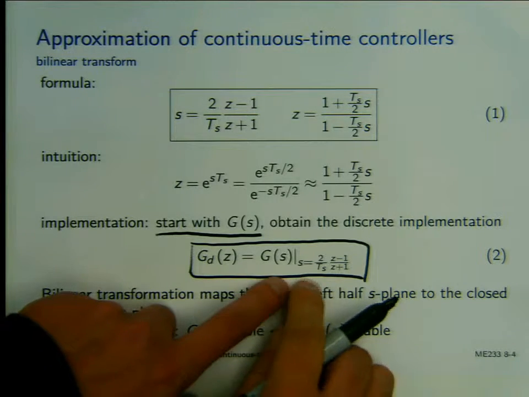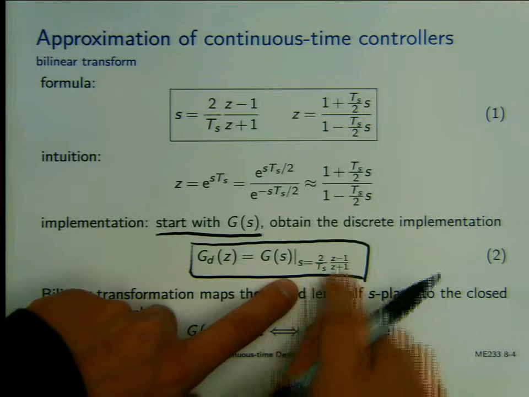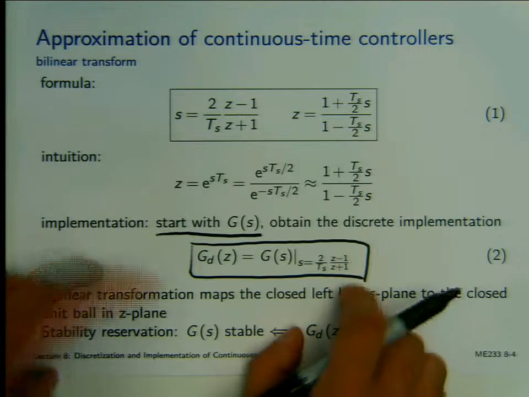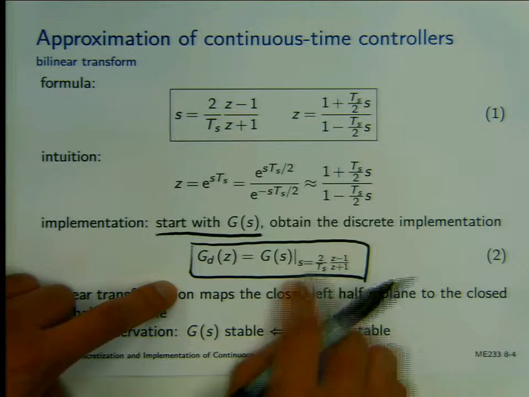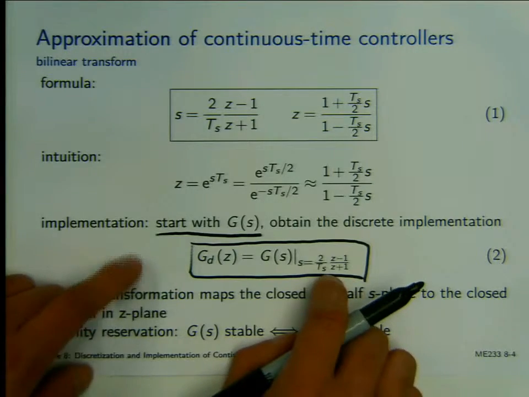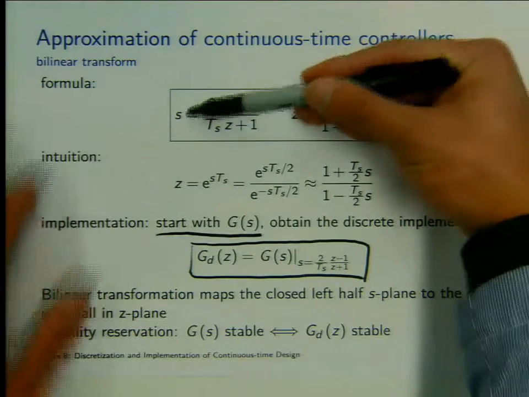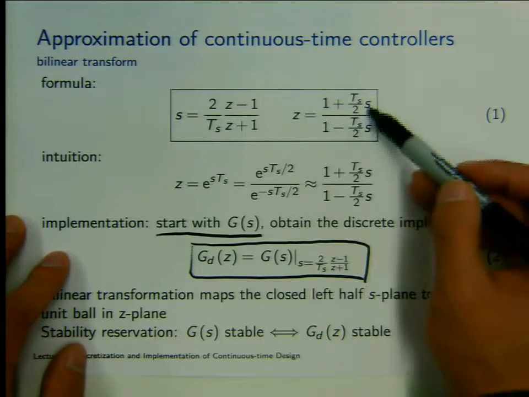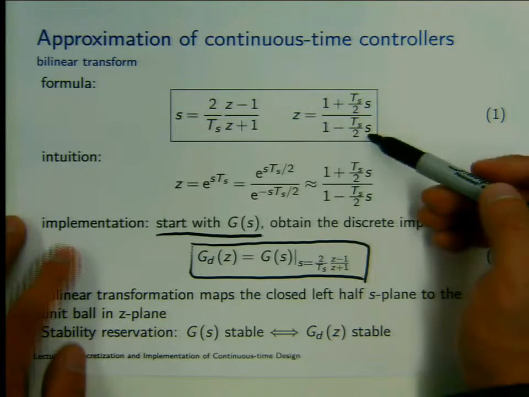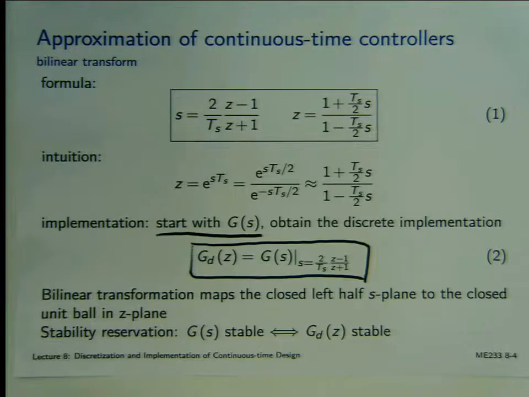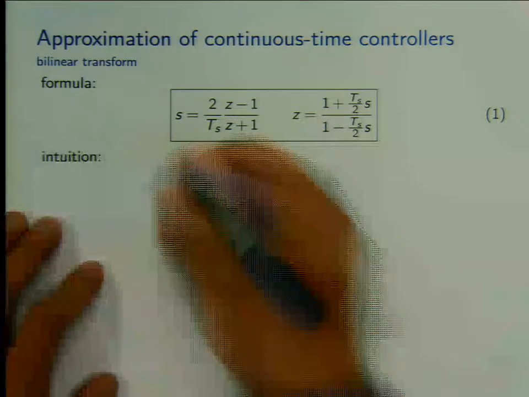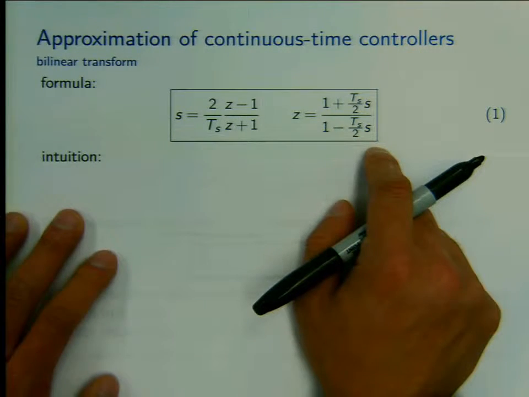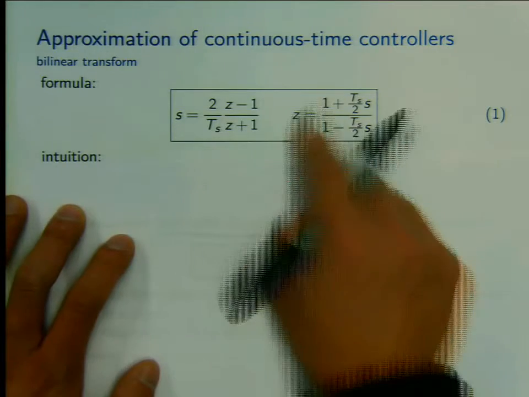Okay, it is to substitute s equals 2 divided by TS, times z minus 1 divided by z plus 1. So you see immediately, this is the bilinear transformation. The formula looks exactly like this. So substitute s with this, or equivalently, z is related to s by this equation. This is the bilinear transformation. And if you haven't seen it before, I just want to give you one brief intuition of how this equation is arrived at.